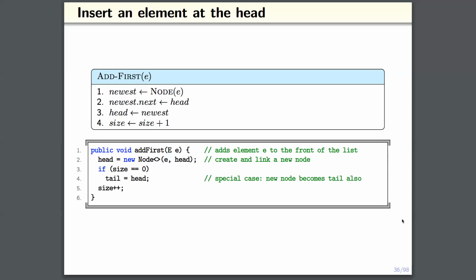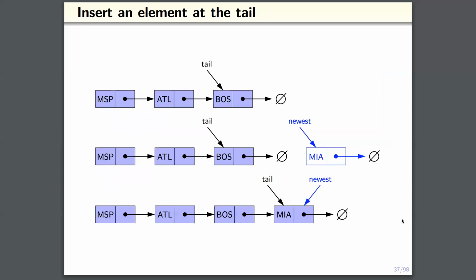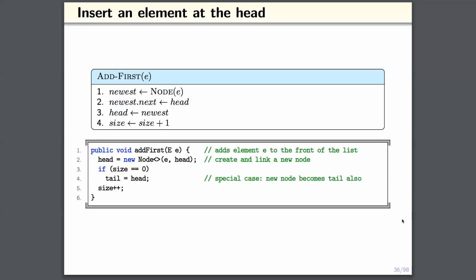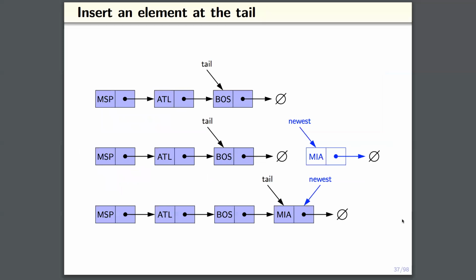Can you tell me the complexity of this? What's the complexity? We go about O of 1, right? Just a constant number of instructions, right? There is no loop or any complicated operation here. O of 1.